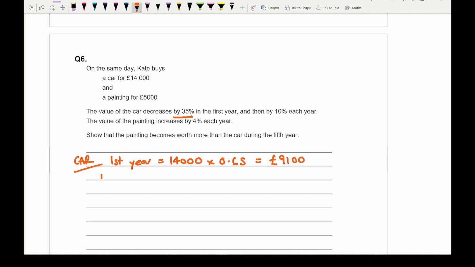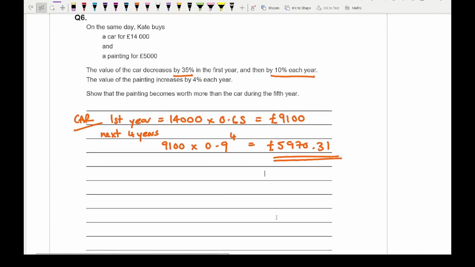Then for the next 4 years, the value of the car decreases by 10% each year. So it's going to be the value of the car after the first year, which is 9,100, multiplied by 10% decrease. Well, 100% take away 10% is 90%. That as a decimal is 0.9, and I want that over 4 years. So if I type that into my calculator, it gives me an answer of 5,970 and 31 pence. So that's the value of the car after or during the 5th year.